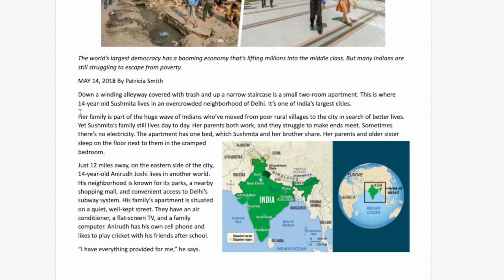Her family is part of the huge wave of Indians who moved from poor rural villages to the city in search of better lives. Yet Sushmita's family still lives day to day. Her parents both work, and they struggle to make ends meet. Sometimes there's no electricity. The apartment has one bed, which Sushmita and her brother share. Her parents and older sister sleep on the floor next to them in the cramped bedroom.